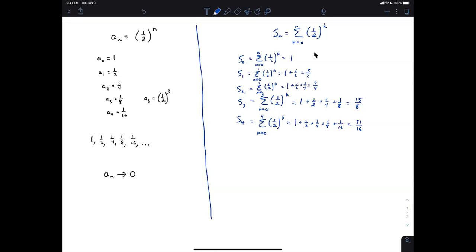So again, this is a list of numbers: 1, 3/2, 7/4, 15/8, 31/16, and so on. Does that make sense? Any questions?